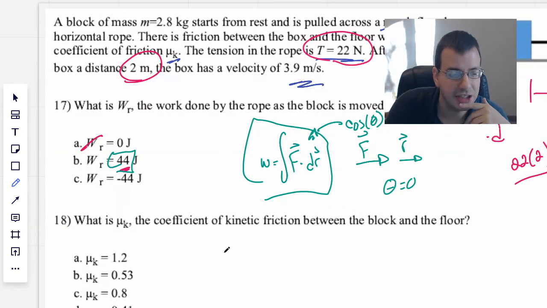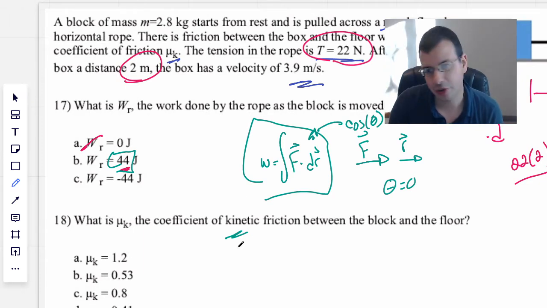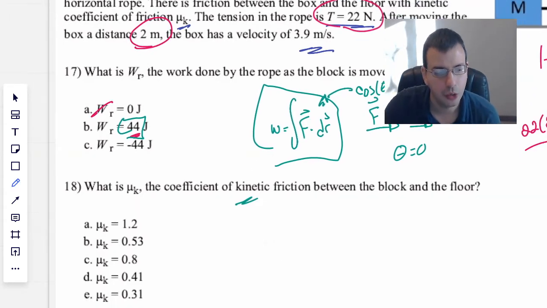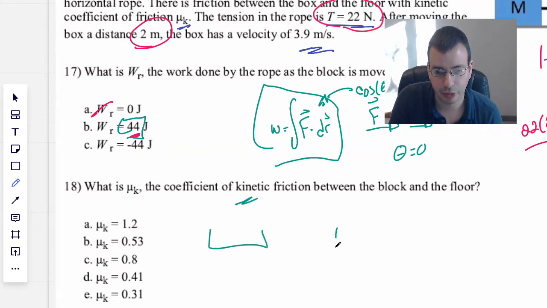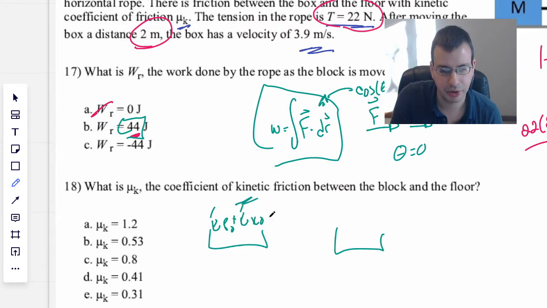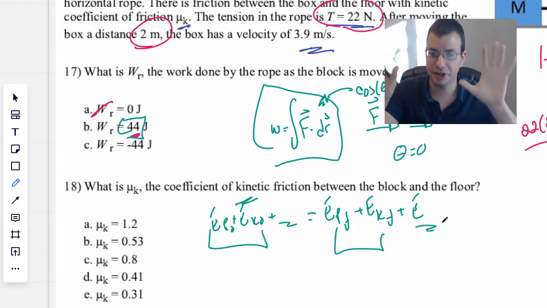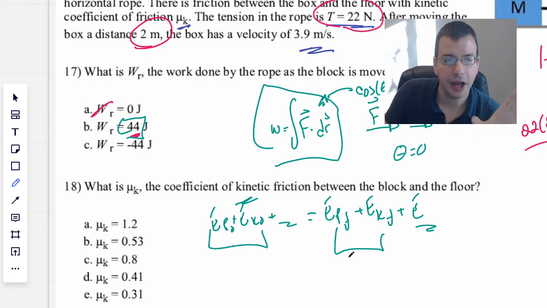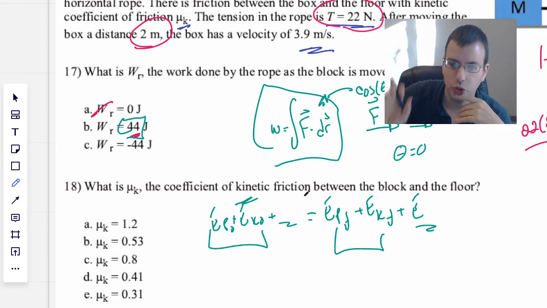Okay, what is the coefficient of kinetic friction between the block and the floor? Everything's moving the whole time, except for when it starts. We could look at this in more than one way. We could do an energy balance, which would be very formal: potential energy initial plus kinetic energy initial plus any other extra energies, equals potential energy final plus kinetic energy final plus some other energies, and balance it out. I'm going to be a little less formal and focus more on being intuitive.